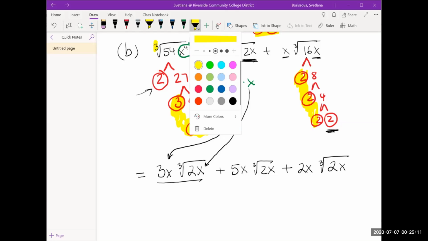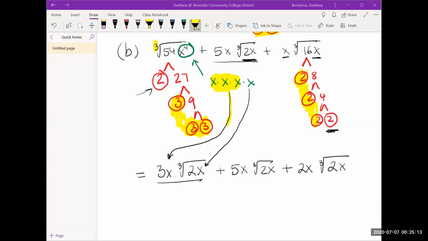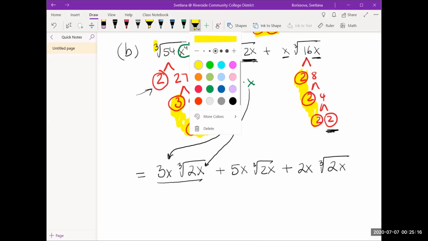Let's see if I can change the color of the highlighter. Let's see.